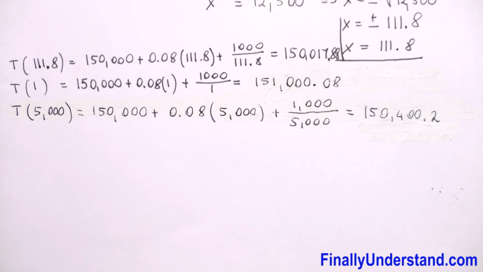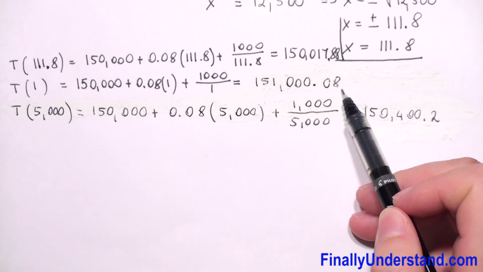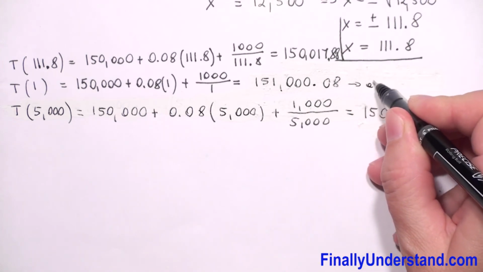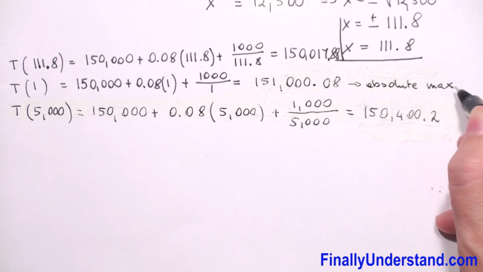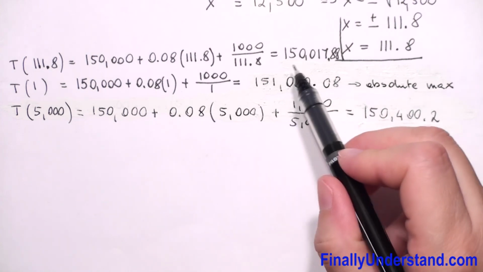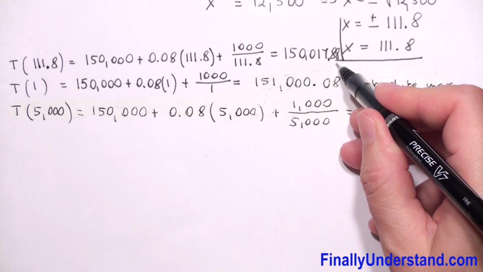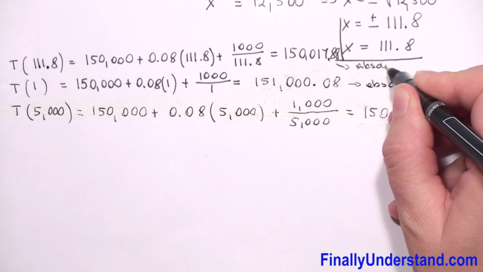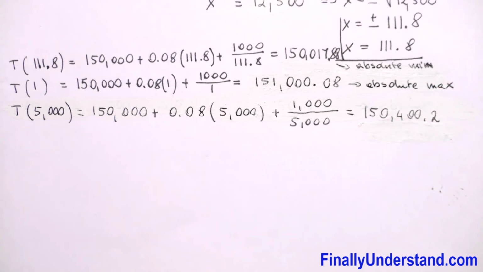Now we have to choose the largest value, which is 151,000.08. This is our absolute maximum. And the smallest value is 150,017.88. This is our absolute minimum. This is my solution.